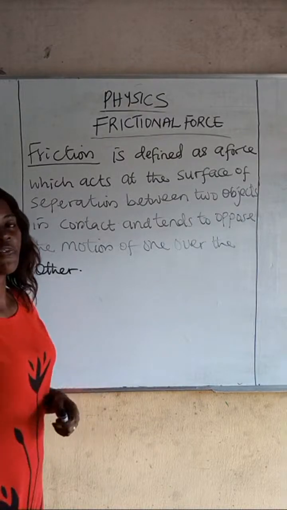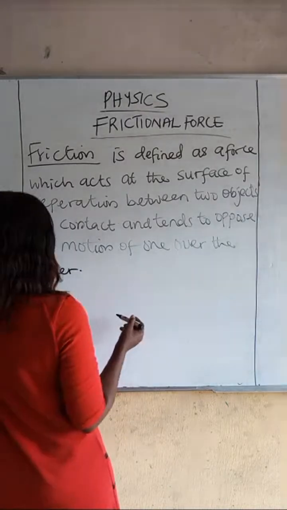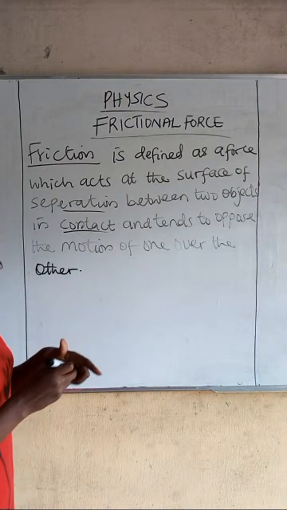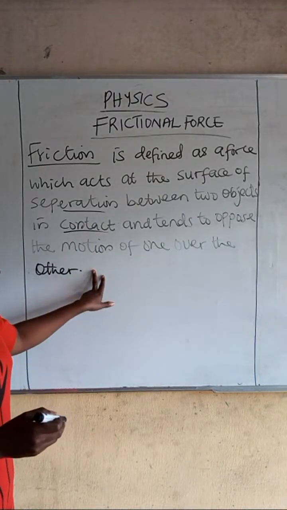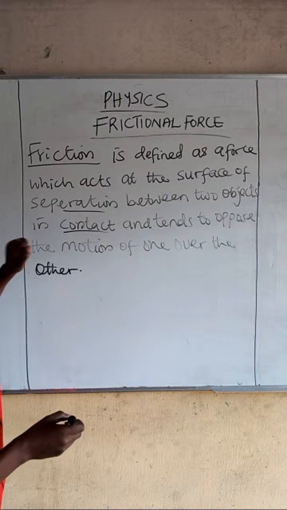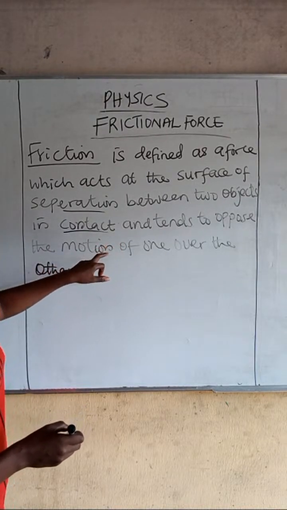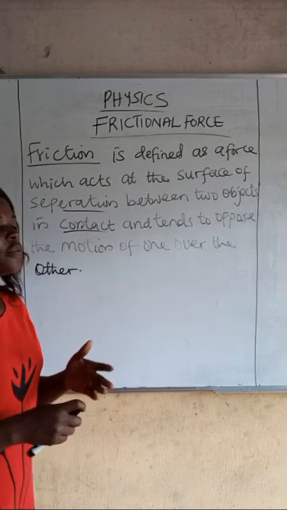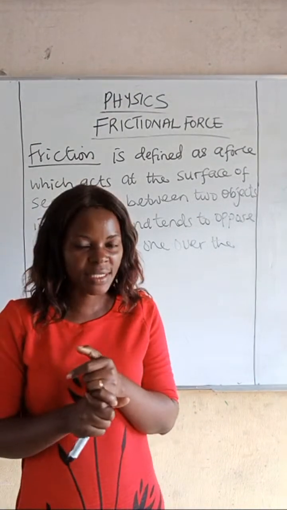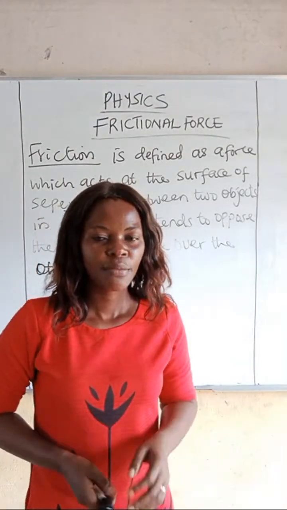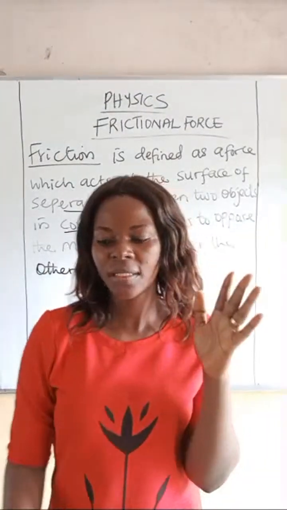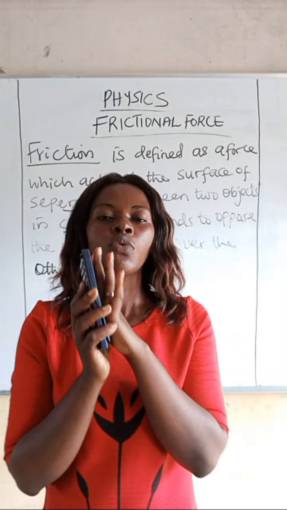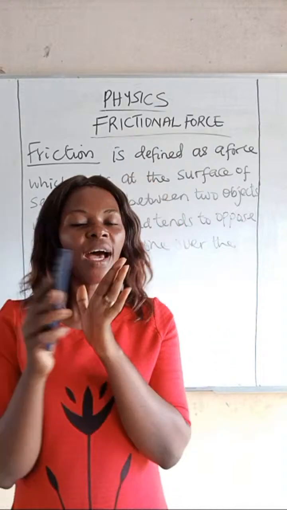That means this friction is doing two works. One, it separates two bodies in contact. Now, it tends to oppose the motion of one over another. Frictional force must act between two bodies and they must be in contact. Meaning, these are two bodies, one and this is another body, two. They are in contact. Once two bodies are in contact, force will act on them.